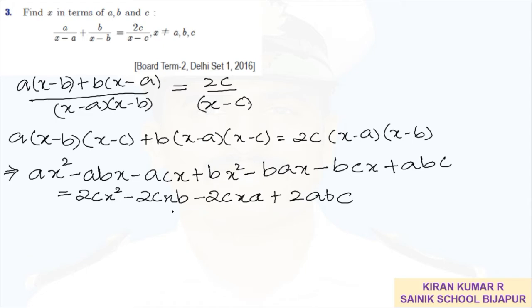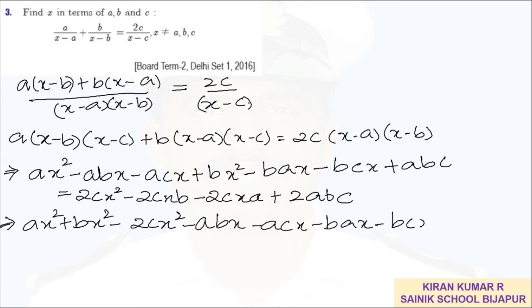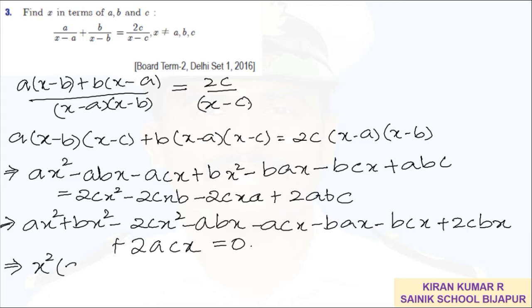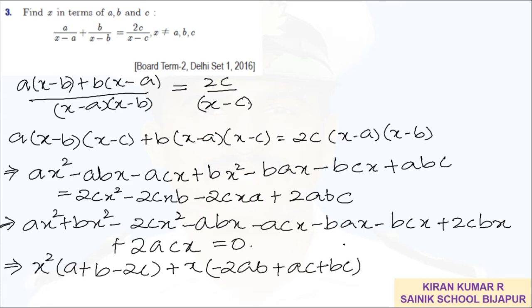Let me take all the terms to the one side. I will be getting ax square plus bx square minus 2cx square, then minus abx minus acx minus bax minus bcx plus 2cbx plus 2 times acx. These negative terms will become positive, which is equal to 0. This can be written as x square times a plus b minus 2c. I have taken x square common here, and then I'll take x common, so that it becomes minus 2 times ab plus ac plus bc equal to 0.